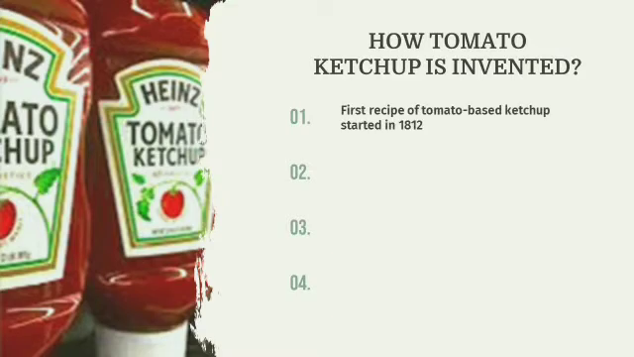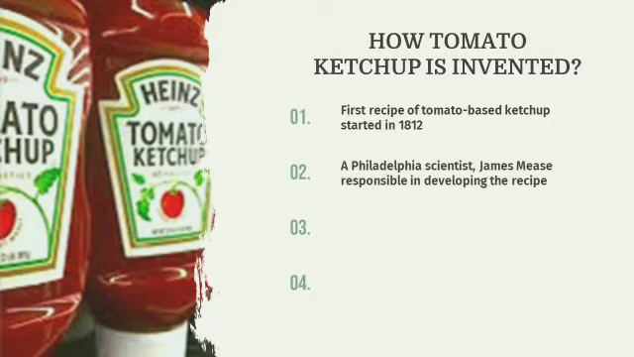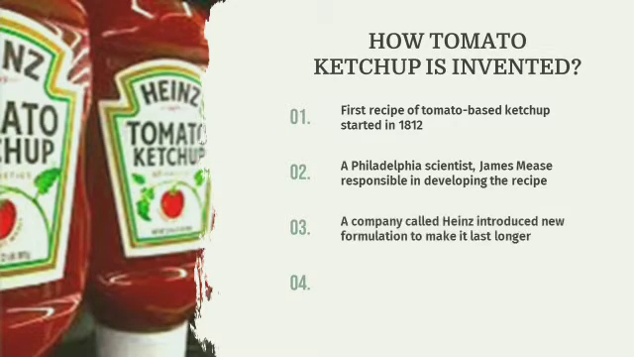The first recipe of tomato-based ketchup started in 1812, and a Philadelphia scientist, James Mease, was responsible for developing the recipe. Heinz was the first company that introduced a new formulation of ketchup to make it last longer. The successful production of this brand made tomato ketchup a very common condiment to eat with chips and fries.